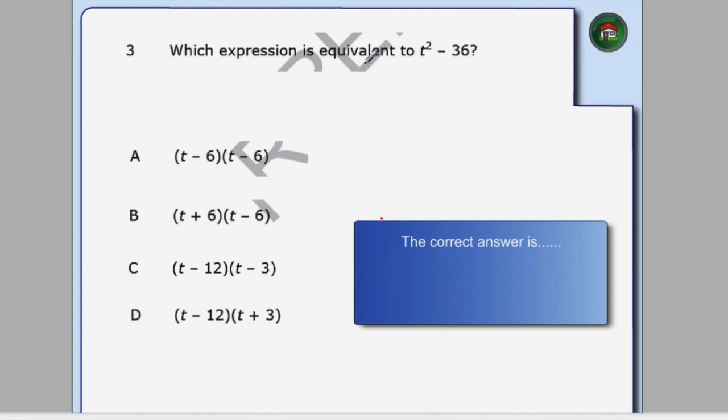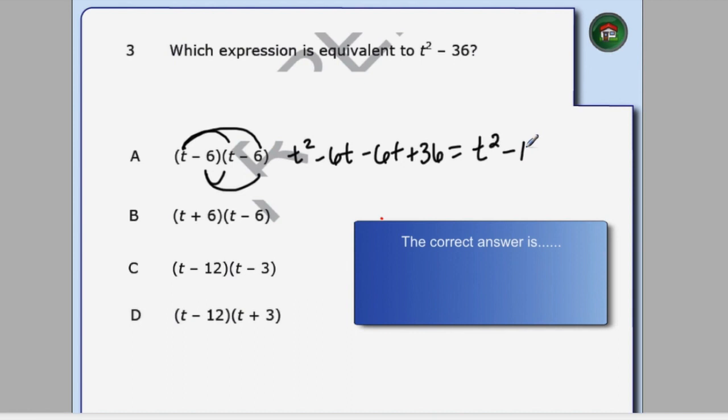Okay, number 3, which is equivalent to t squared minus 36. There is a shortcut to this one. In class, I would probably have asked you to factor that, but you could go through this and multiply. If you multiply this out, t times t is t squared, t times -6 is -6t. Let's go through that again. T through both of them, and then -6 through both of them. So -6t and then positive 36. That's going to equal t squared minus 12t plus 36. Be careful that you don't mess up on your signs, they're trying to trick you there.